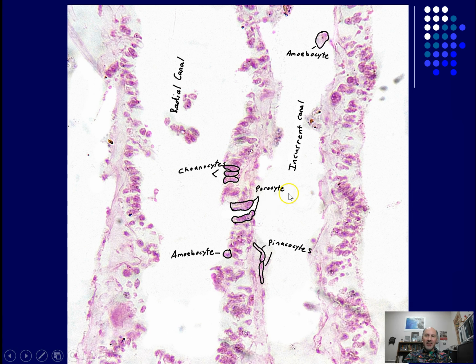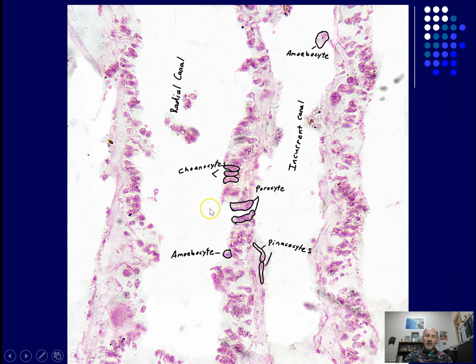All right. Now, how did I know that this side over here was the in-current canal? Well, if I take a close look at the cells on the very surface of this space, you can see that they're kind of flat, thin cells. So these are the pinacocytes right along in here, and some more over on this side that I didn't highlight. Where you can see all of those flat, thin little cells on the very surface, that lets you know that you're looking at an in-current canal.